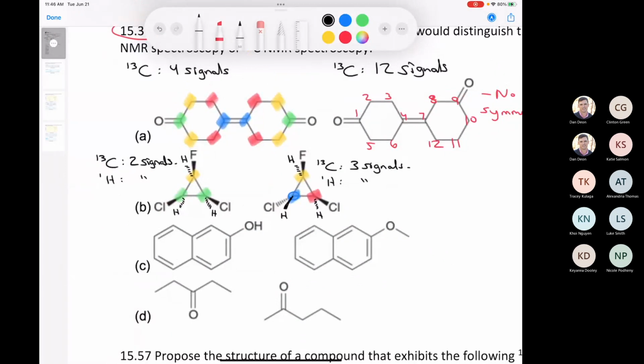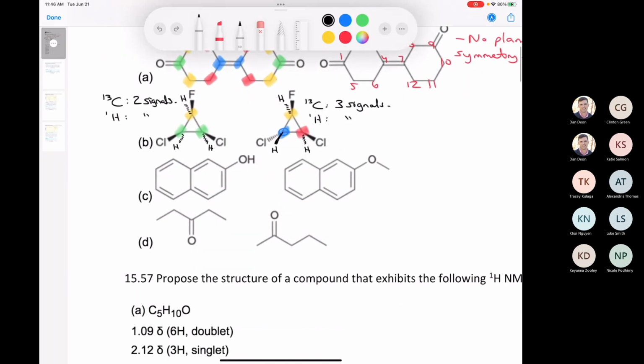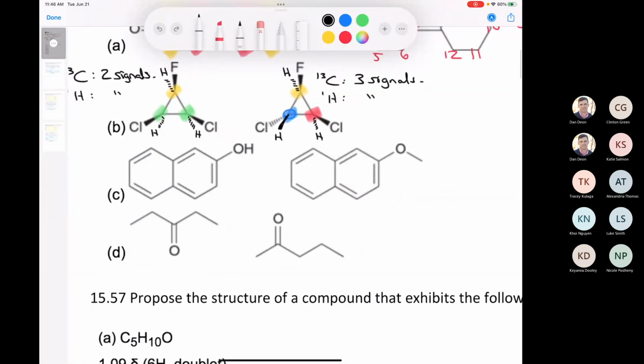All right, so you could use proton or carbon for this one. Same thing with the last one too. You could use proton and you would see 4 signals and 12 signals. But anyhow, let's move on to C. Could anybody tell me a way that they could distinguish between the 2 compounds in C? There's a lot of aromatic protons here, but there is a big difference between the 2 molecules.